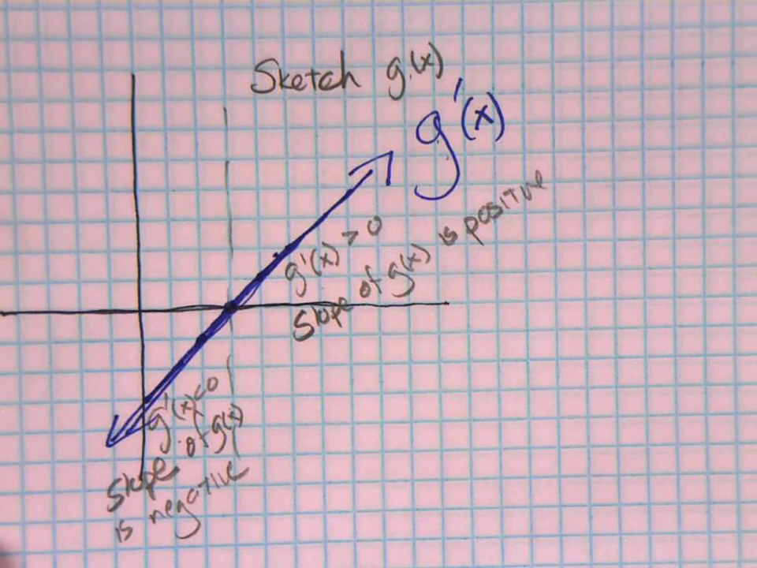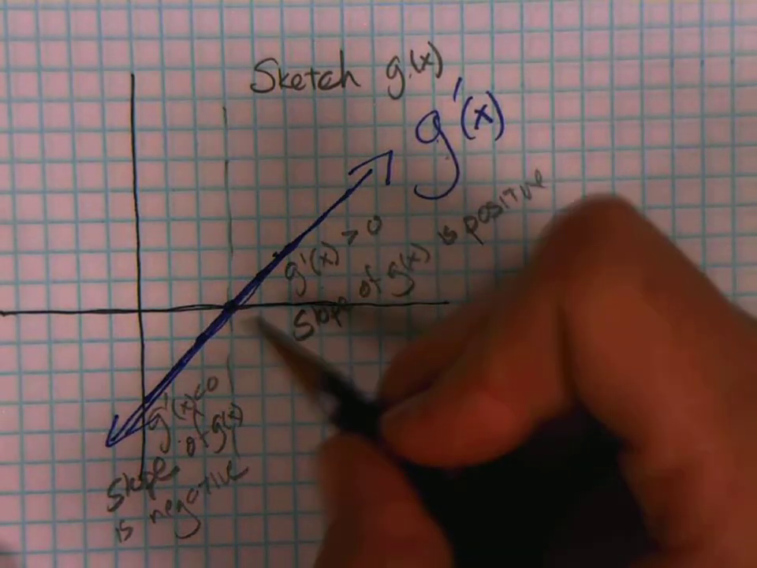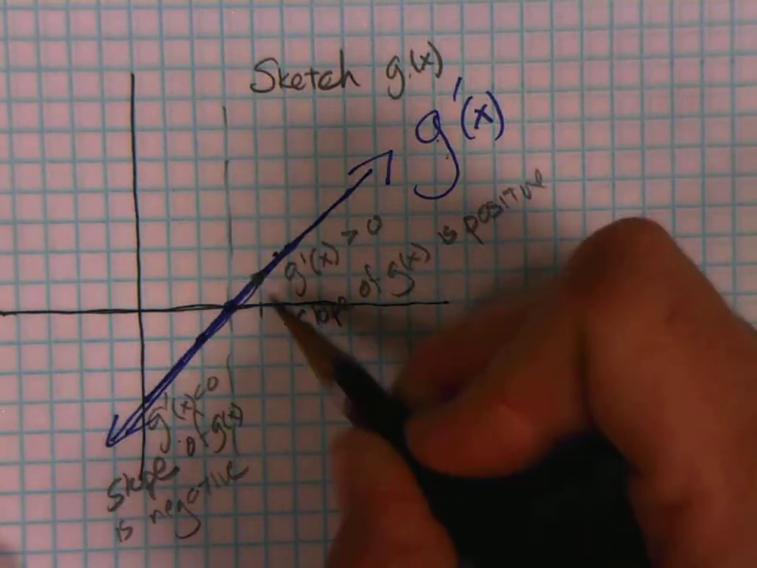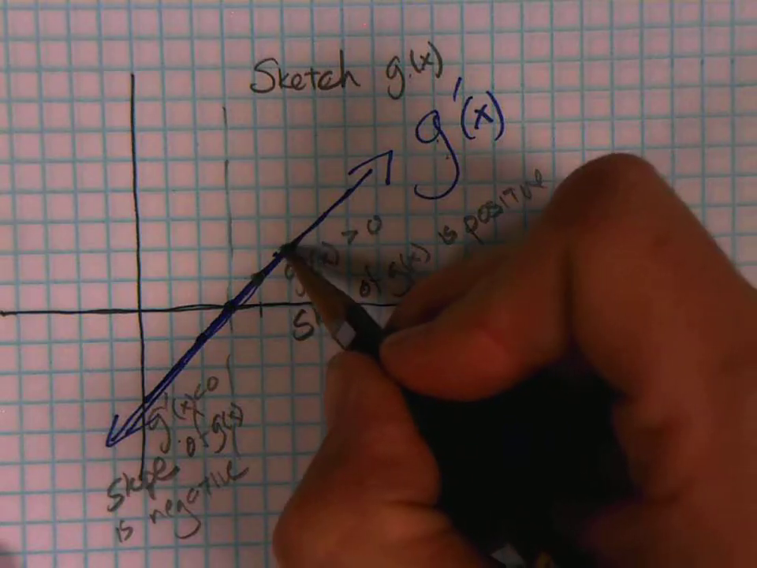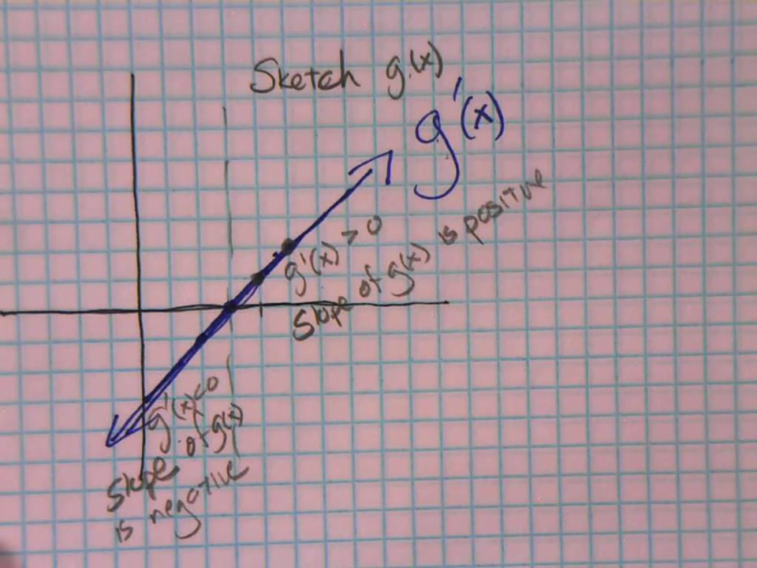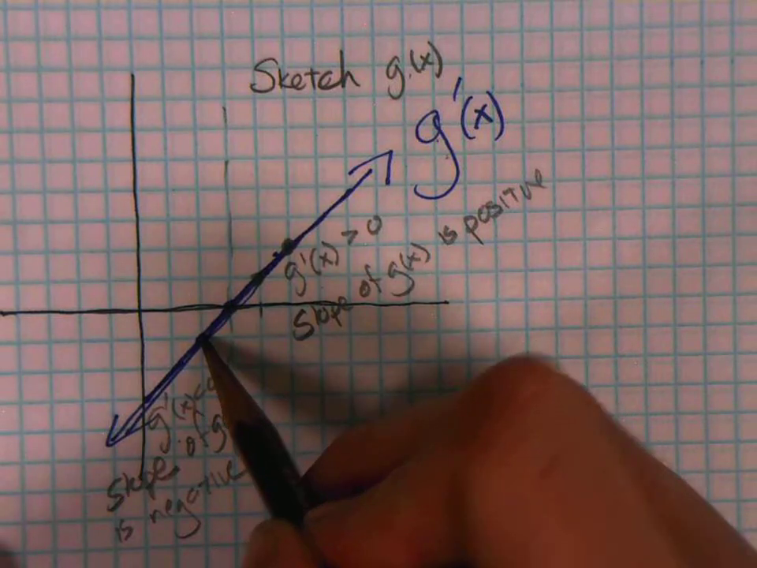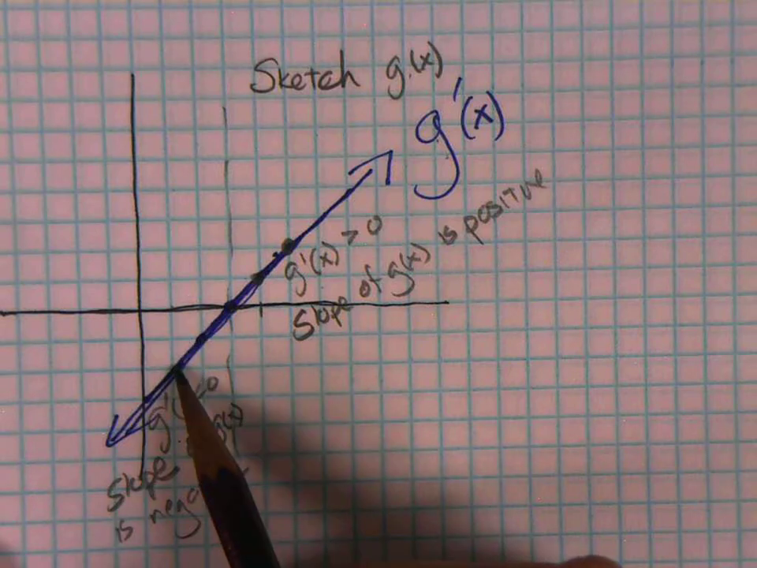Can we do any better than that? We sure can. So what is the slope of g at 4? Well, it's this y value, 1. What is the slope of g at 5? The slope of g at 5 is 2. The slope of g at 2 is -1. The slope of g at 1 is negative 2.